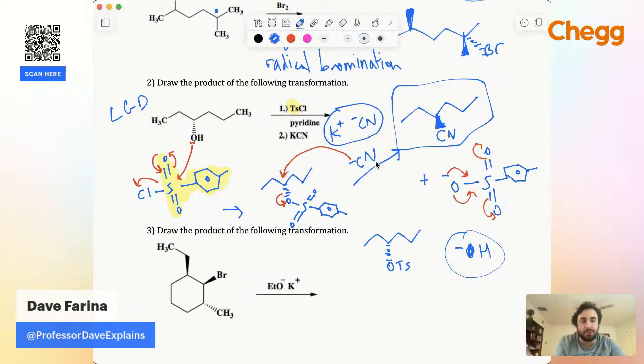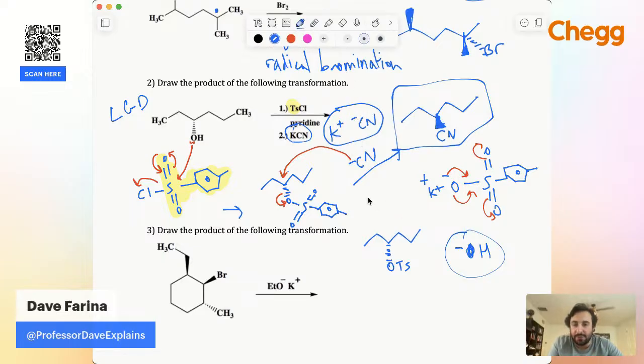But the potassium ions don't do anything in solution, right? I mean, at best they complex with the oxyanion on the leaving group. They may have an interaction there, but in terms of mechanistically, they're not doing anything important. But they're there, right? I do find that this is a confusion for a lot of students.